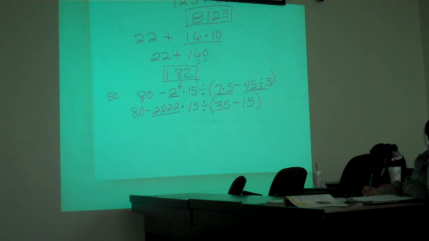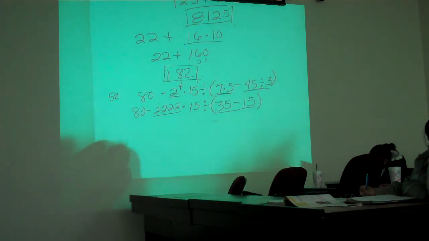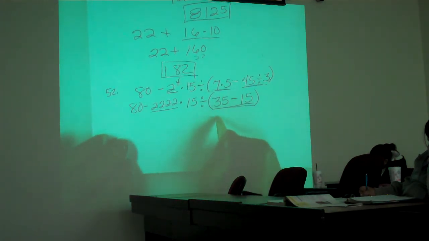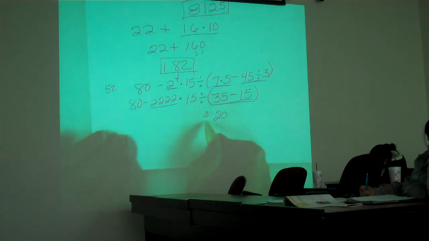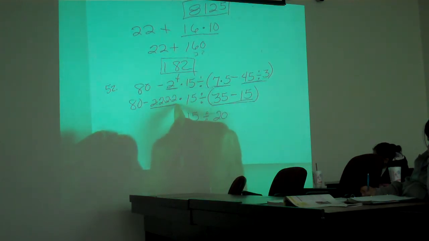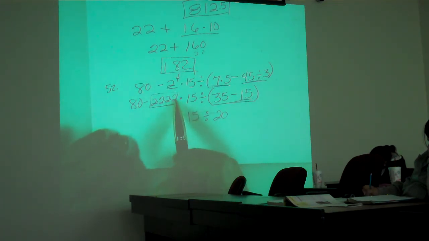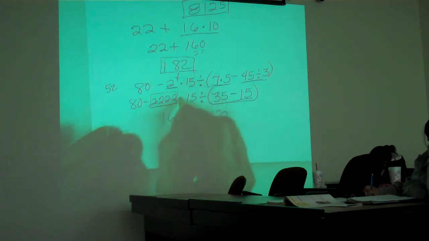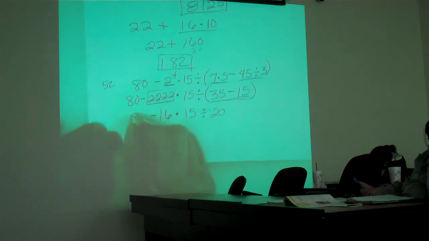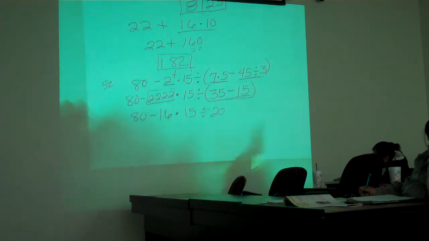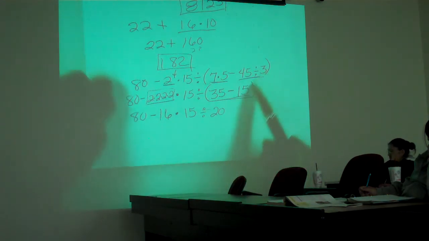Okay, we still haven't finished our parentheses. So let's finish that. 35 minus 15 is 20. Okay, rewrite the rest of this. Let's go ahead and simplify this 2 to the 4th. 2 times 2 is 4. 4 times 2, 8 times 2, 16. And bring this multiplication sign down. Make sure and rewrite the whole thing every time. It should come down like a tornado. It gets smaller every time.